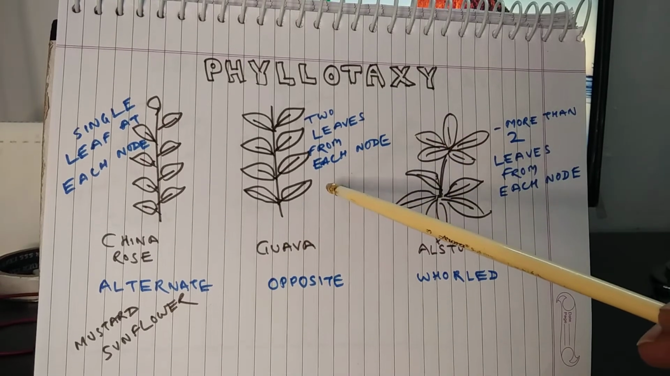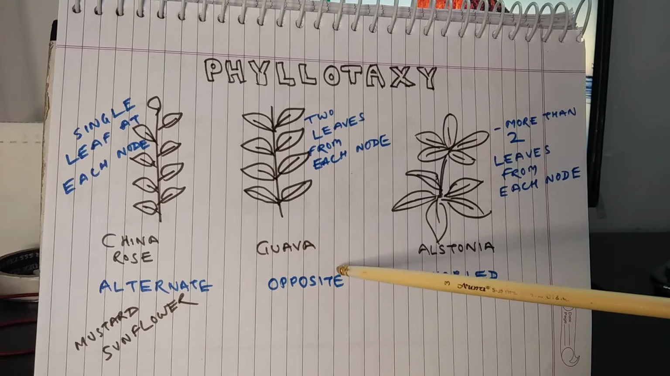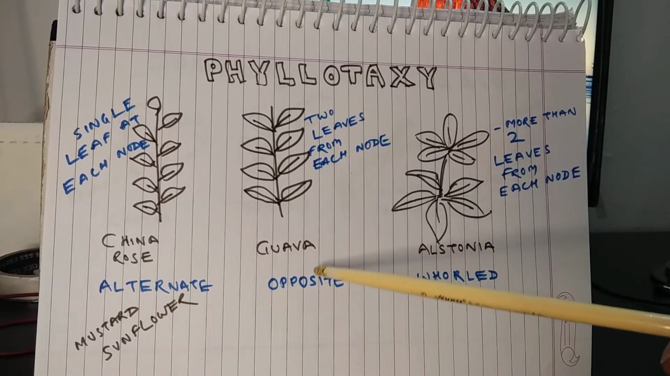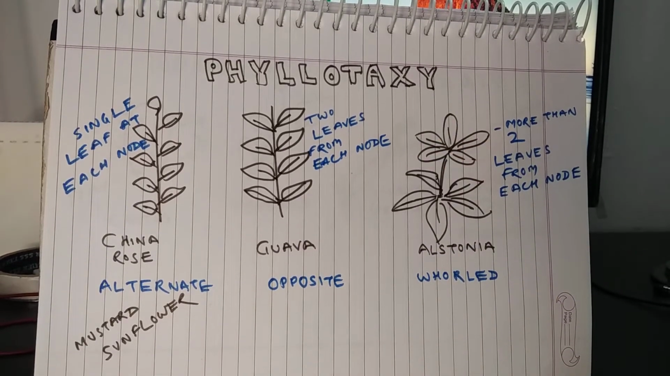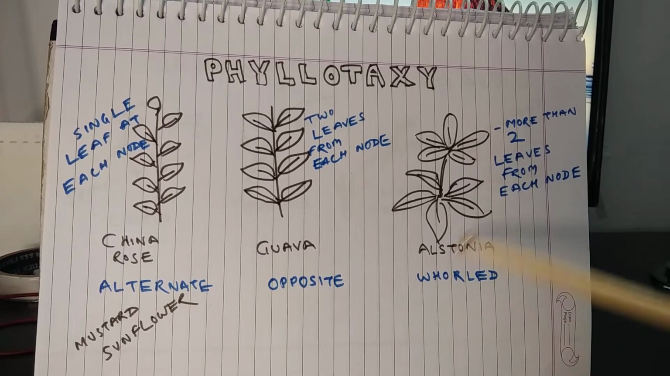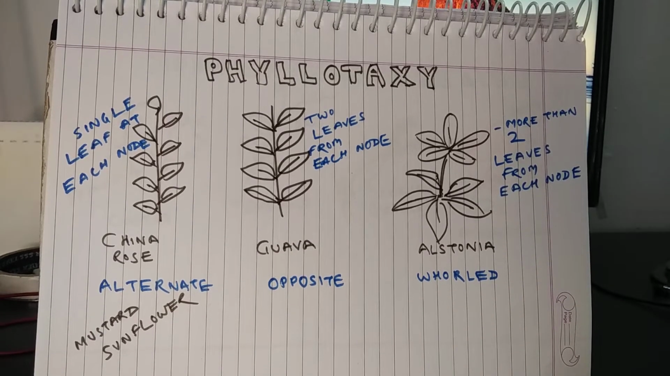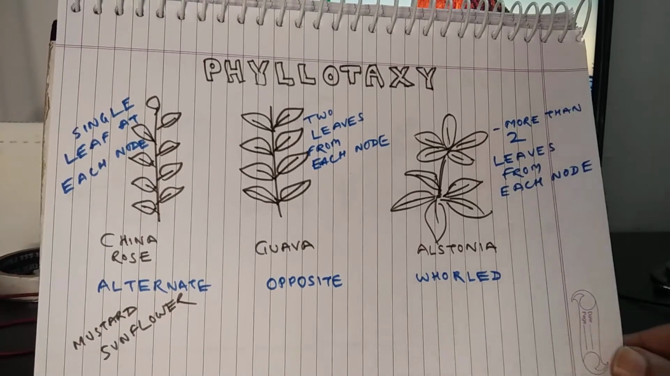When two leaves arise from each node, then the arrangement is called opposite phyllotaxy. For example, guava. When more than two leaves emerge from a single node, then the arrangement is called whorled phyllotaxy. And the example is Alstonia. I don't know what is an Alstonia, but you can see similar looking leaves in a garden or in a park. You can easily find them.